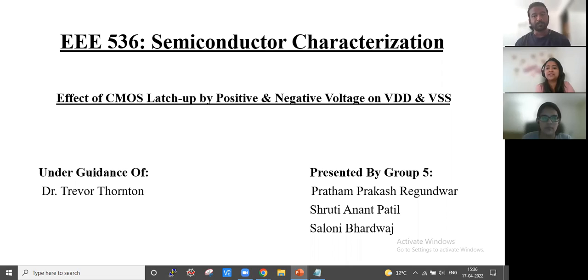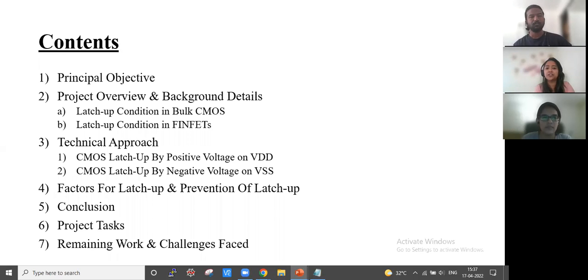Everyone, myself Shruti Patil along with my teammates Pratham Regunwar and Saloni Bharadwaj would be discussing a project which is based on the effect of the CMOS latch-up by positive and negative voltage on VDD and VSS. These are the contents which will be discussed in the further presentation.